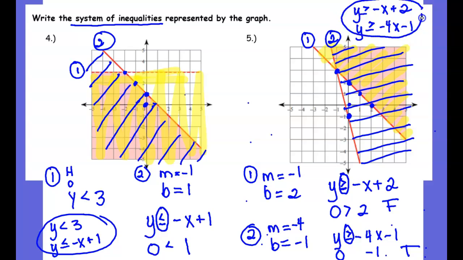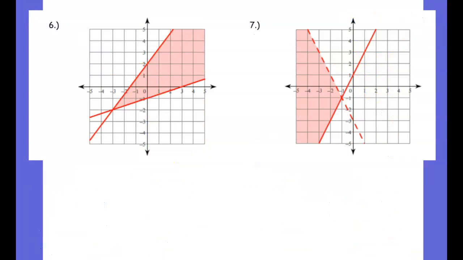With these, I highly recommend putting both of them into Desmos and checking your work. If you put both of those inequalities in, you'll see that the overlapping shaded region will be up here in the corner. So it definitely is helpful to check your work with this. All right, let's try a couple more.